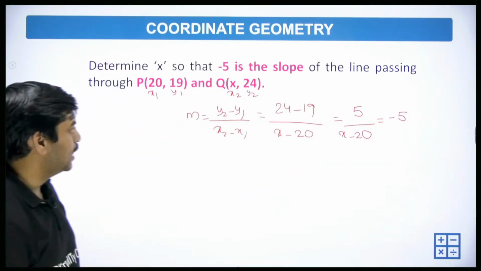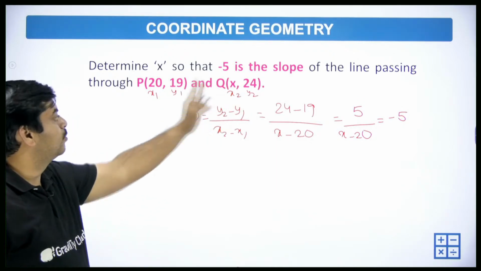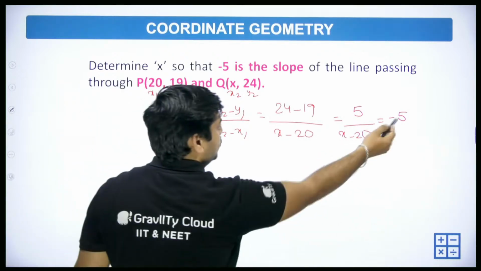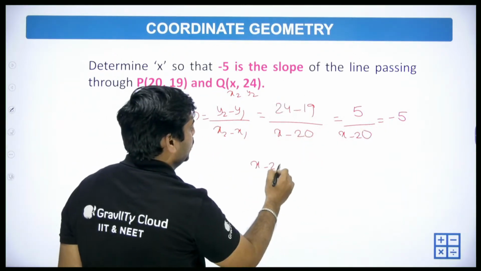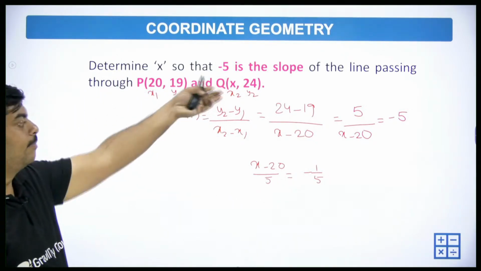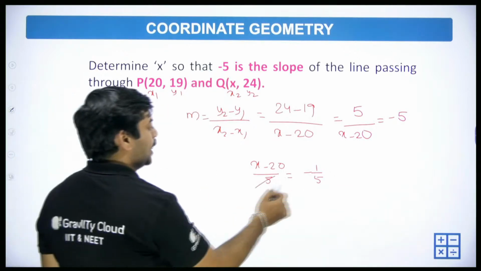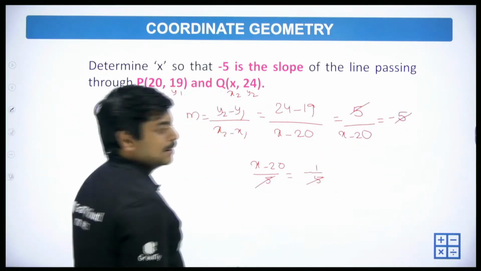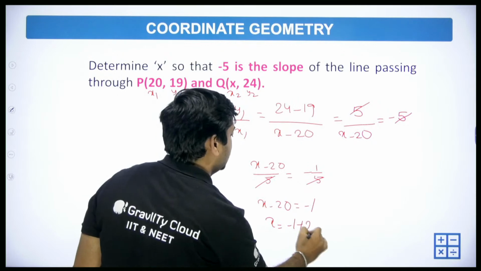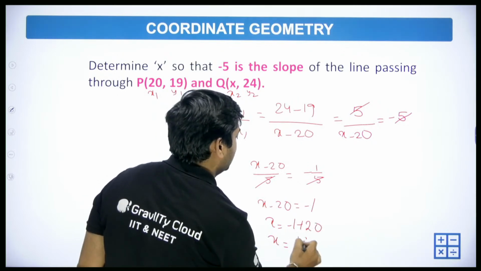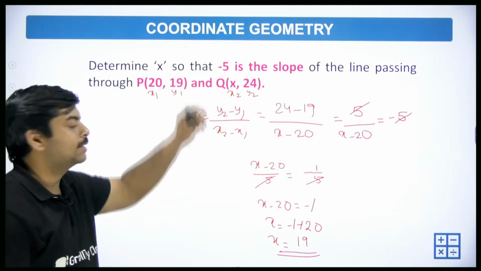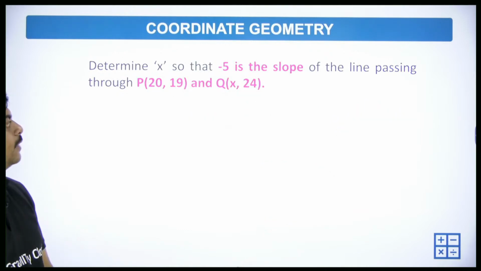Correct? Once again, y2 minus y1 by x2 minus x1 is given as minus 5. Right? So now transform this side, or do the reciprocal. x minus 20 by 5 is equal to minus 1 by 5. So 5 and 5 can be cancelled. So x minus 20 is equal to minus 1. So x is equal to minus 1 plus 20, which is 19. So from there we'll get the answer. The slope is minus 5. Clear? So moving ahead for the next question.